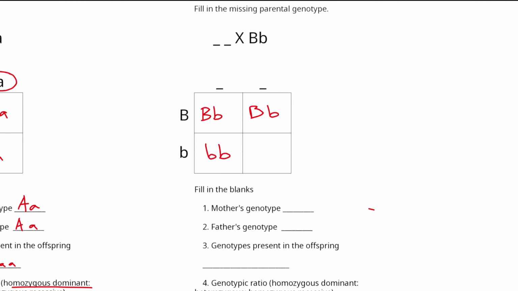Okay, these are the offspring. At the upper left, we know that a dominant allele is given. And there's also a recessive allele. So that must come from the missing parent.